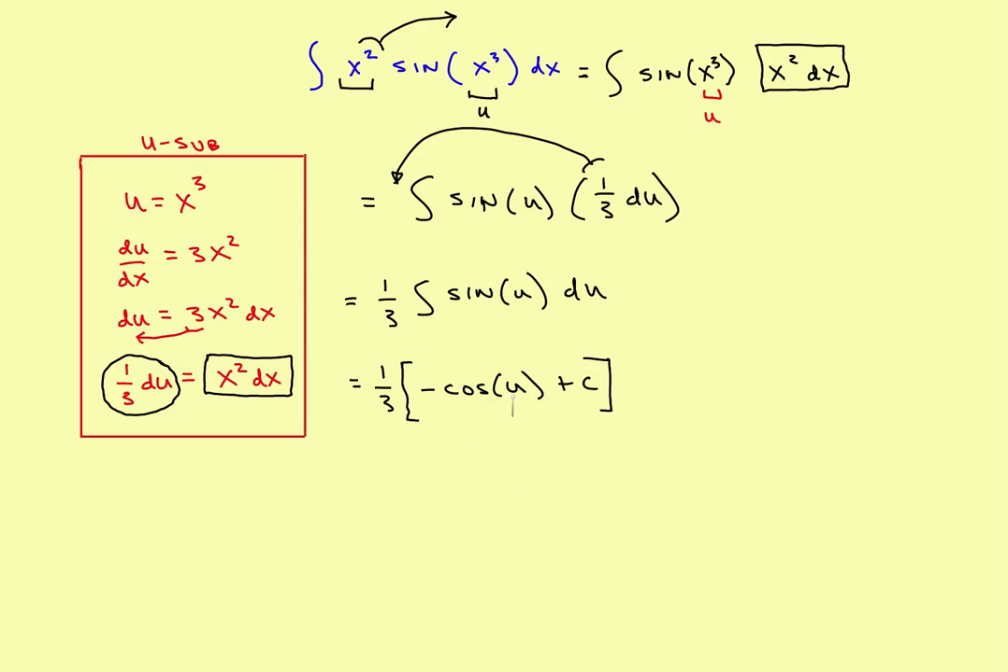And you're almost finished. Your last step now is to replace u with what it's equal to. So I'll move this negative out in front, and I'll have negative 1/3 of the cosine. And in place of u, I'm going to put what it's equal to right up here. So u is equal to x cubed. So this will be x cubed plus c, and I am done.